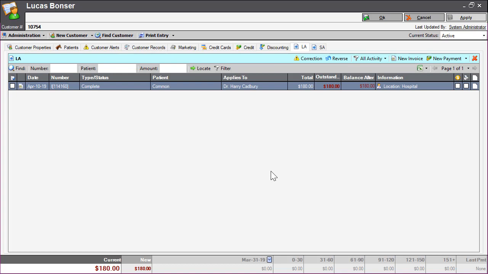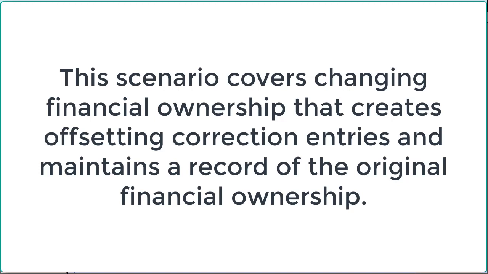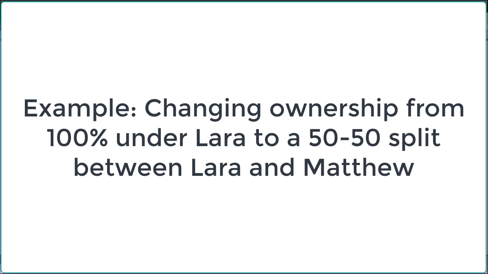under Lucas's account. In our next scenario, if you are changing the split percentages, or if you want to have the new financial responsibility dated in the current month, follow the steps in this example. Here, we are changing this invoice from 100% ownership under Laura to a 50-50 split between Laura and Matthew.